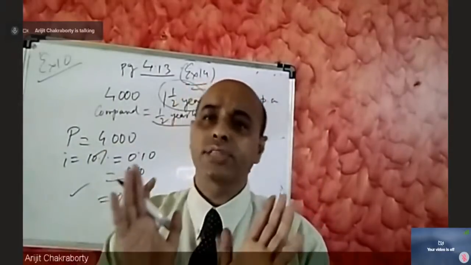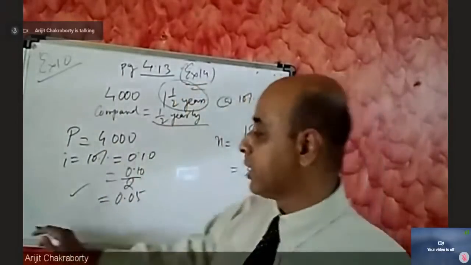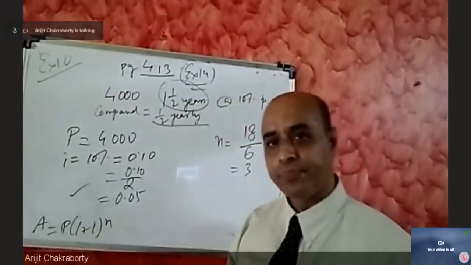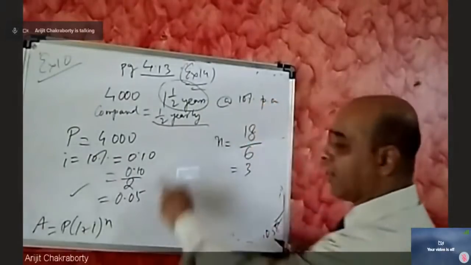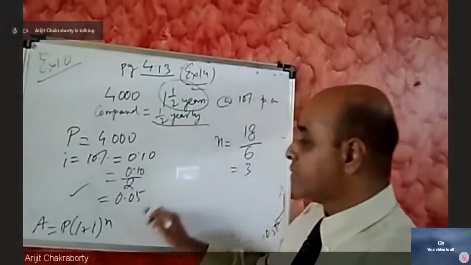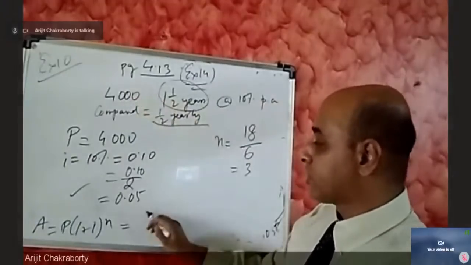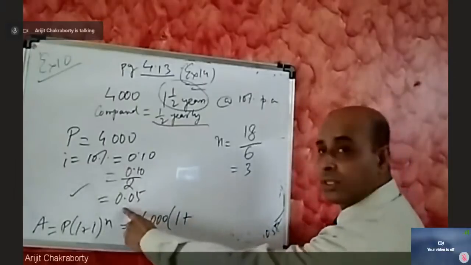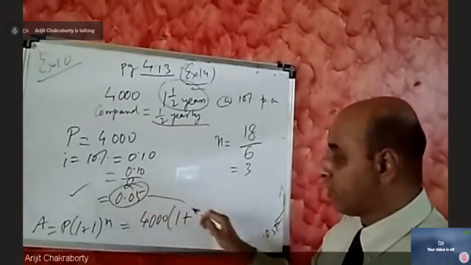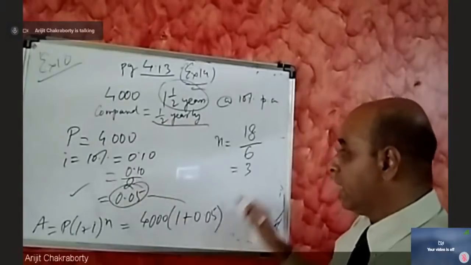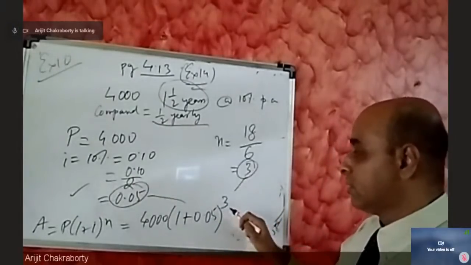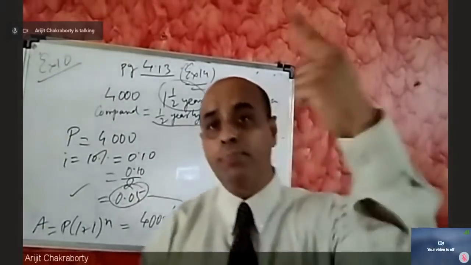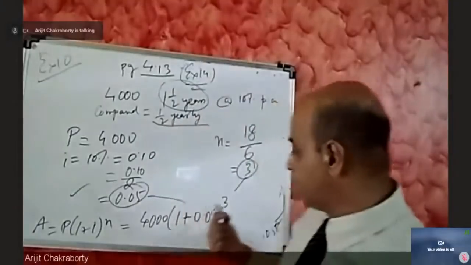So first, let us find out the amount. The formula we are using is A equal to P into 1 plus I to the power n. Now, we have got all the values here. So the amount is principal 4,000 into 1 plus I. I is 0.05, so this 0.05 comes here. N is 3. So 1 plus 0.05 to the power 3.